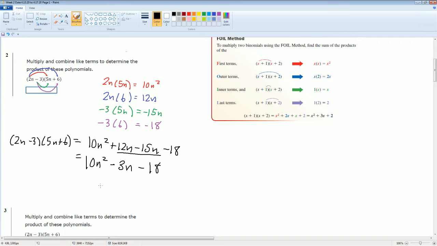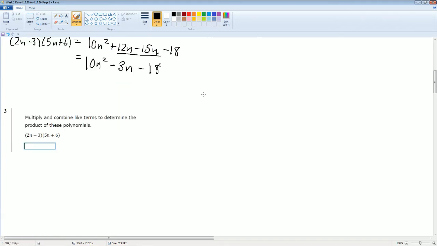All right, so again, this is just using the formula method. All right, for 3, you are going to do this yourself. Okay, you're going to look at example 1 or 2 for help.